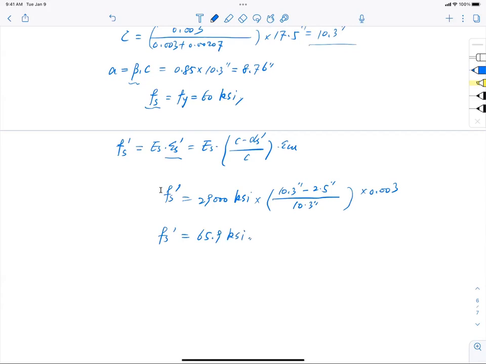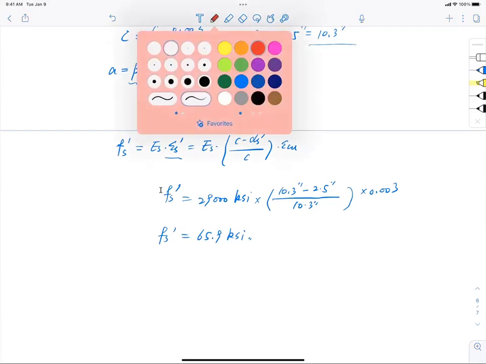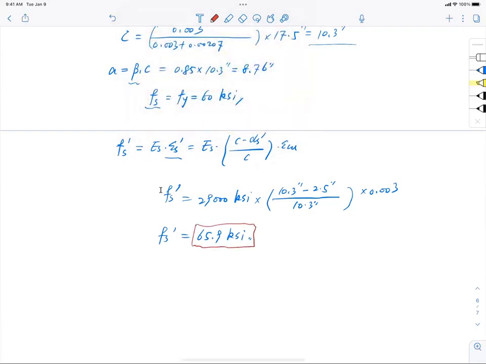Now, when you see this number, your alarm system goes up, right? You panic. Why do I panic? Well, because this number is actually larger than the yield strength of the bar, which is 60 ksi, which is a big no-no. We typically do not allow the bar to yield in the compression side of it.